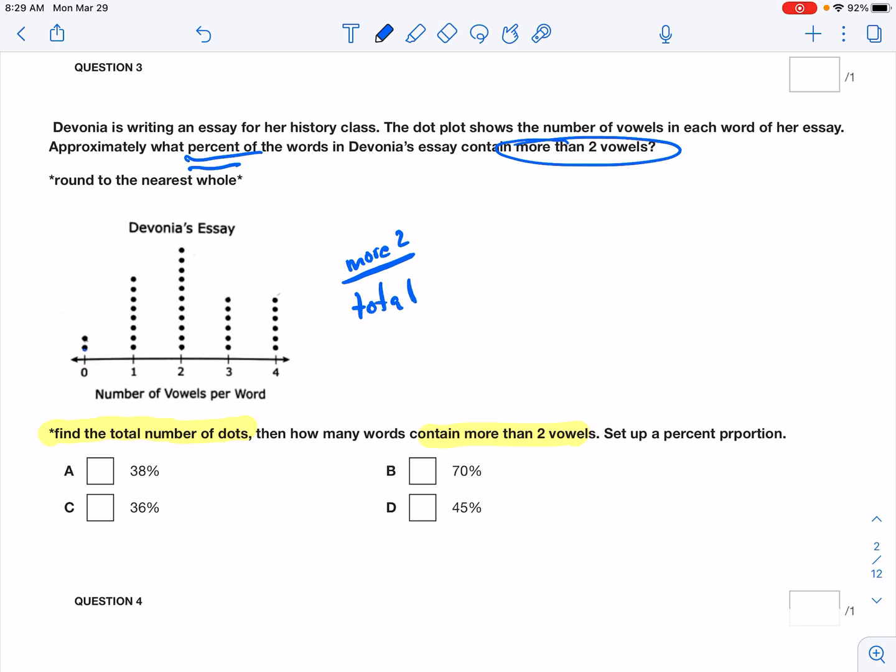So total, there's 1, 2, 3, 4, 5, 6, 7, 8, 9, 10, 11, 12, 13, 14, 15, 16, 17, 18, 19, 20, 21, 22, 23, 24, 25, 26, 27, 28, 29, 30, 31, 32, 33 total.